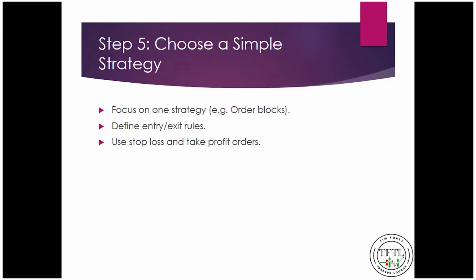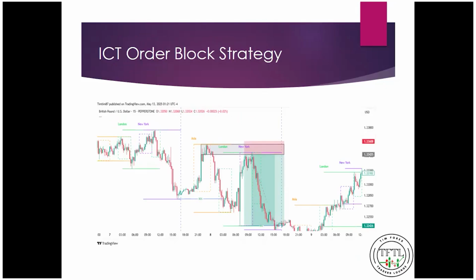You need to define your entry and exit routes for your strategy. And then you need to use stop loss and take profit orders. Stop loss orders give you a cushion in terms of managing your risk, and take profit orders help you look at the risk to reward ratio. Okay. So this is just a simplified version of the ICT order block strategy that I use. This strategy was developed by Michael Anderson, the author of ICT.